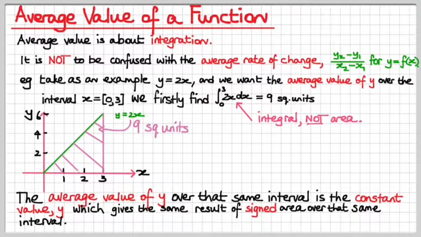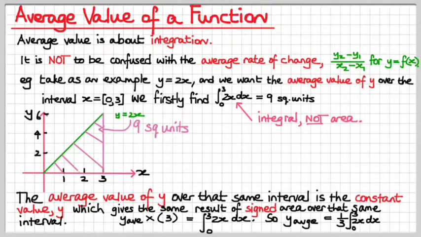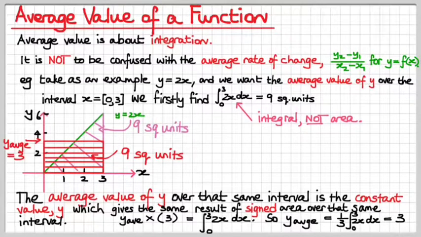Now, I will show you. So we're saying that y average times 3 is the same signed area as the actual integral over the interval concerned. Okay, so y average is actually 1/3, we're dividing by the width. We're just solving for y average, right? That's the width. So it's 1 over the width times the integral of 2x with respect to x from 0 to 3. Now let's show you that on the diagram, okay?